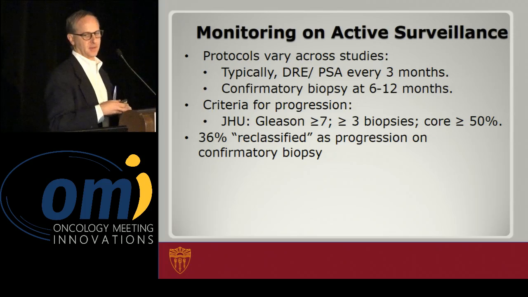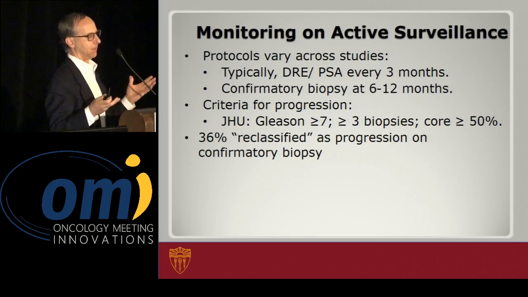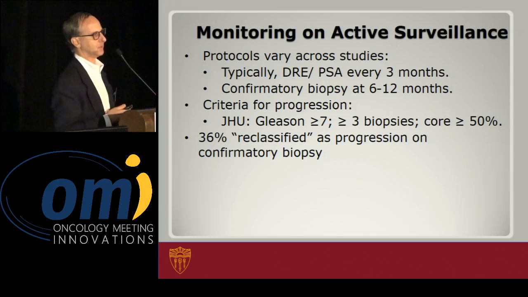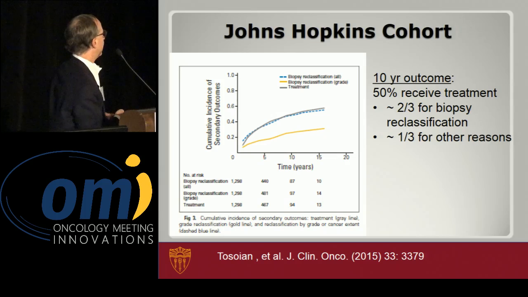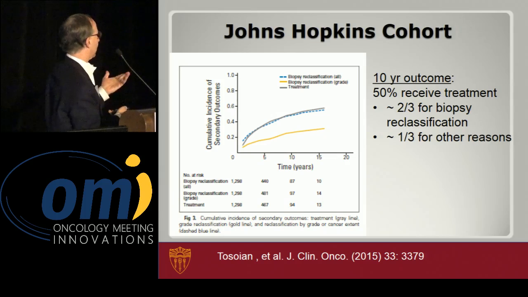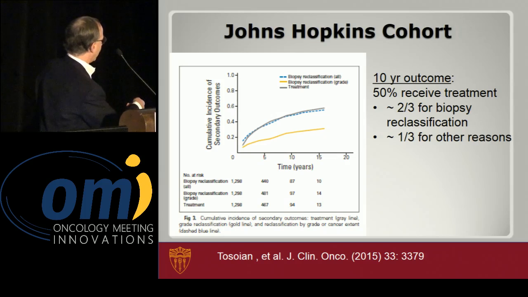In that cohort, with a median follow-up of about 5 years and 1,300 patients, about 36% of patients were reclassified, or basically went on to active treatment or some recommendation for active treatment. This is the curve of that, showing that overall at 10 years, maybe about a third of patients actually go on to some form of treatment.